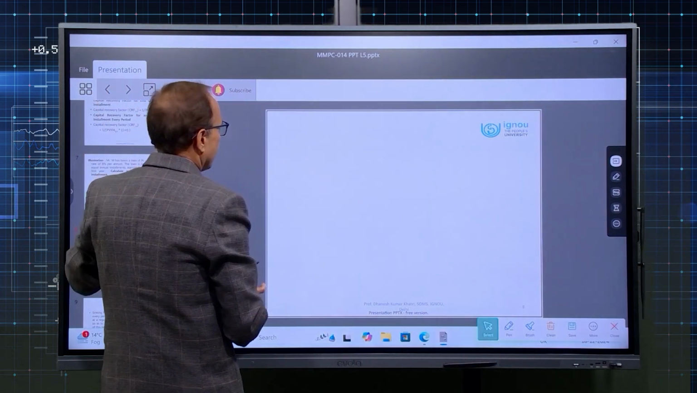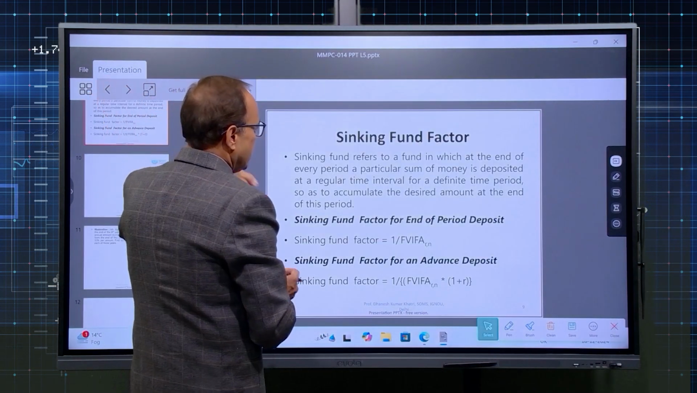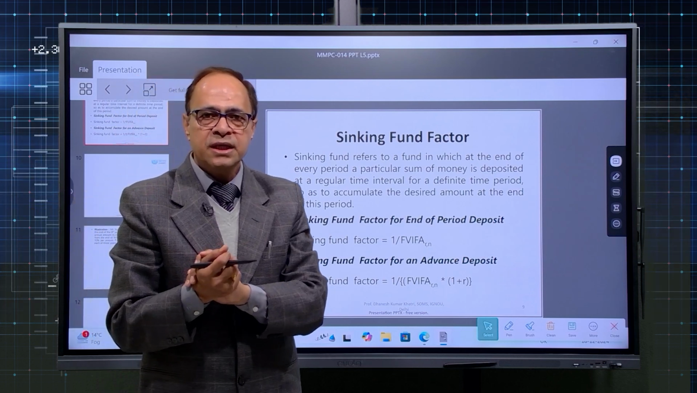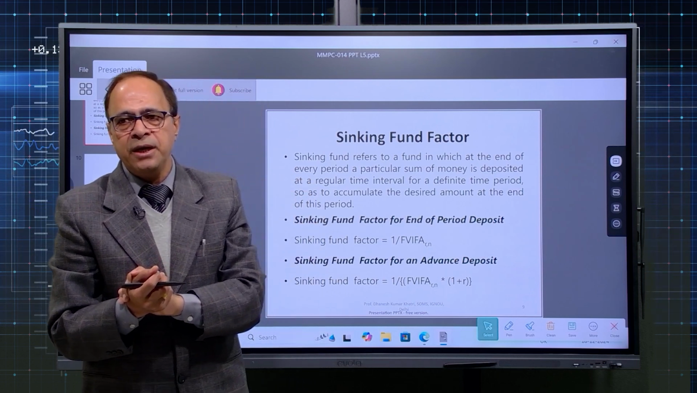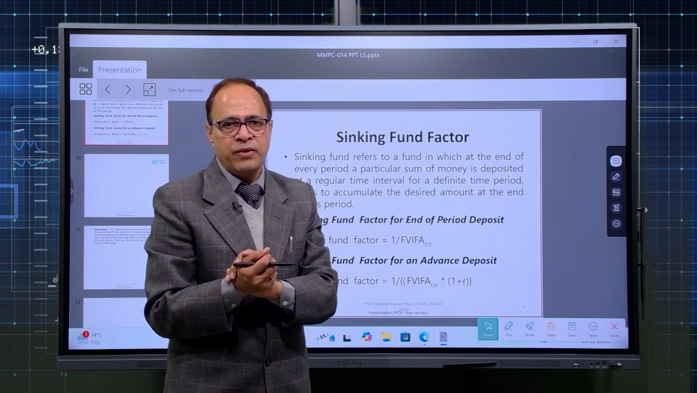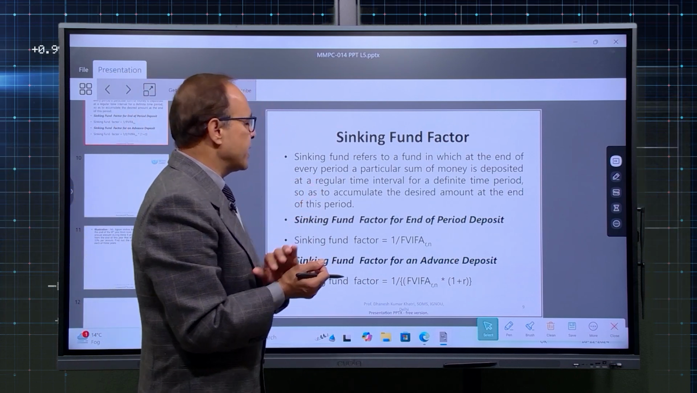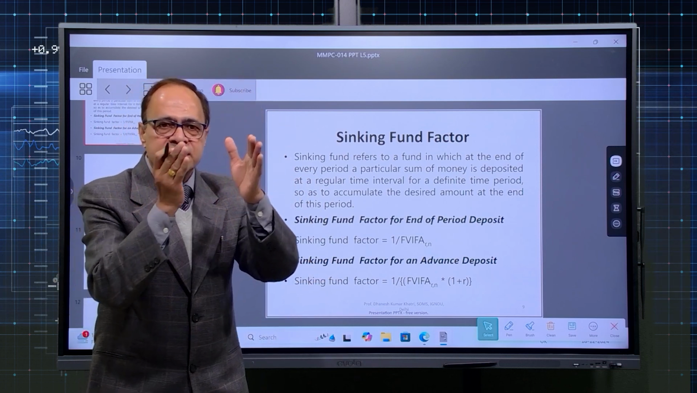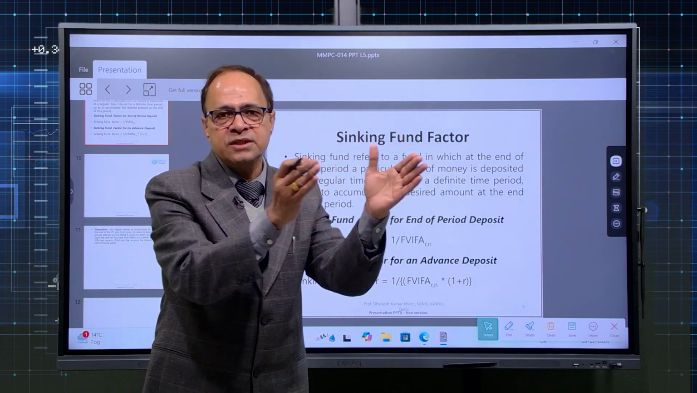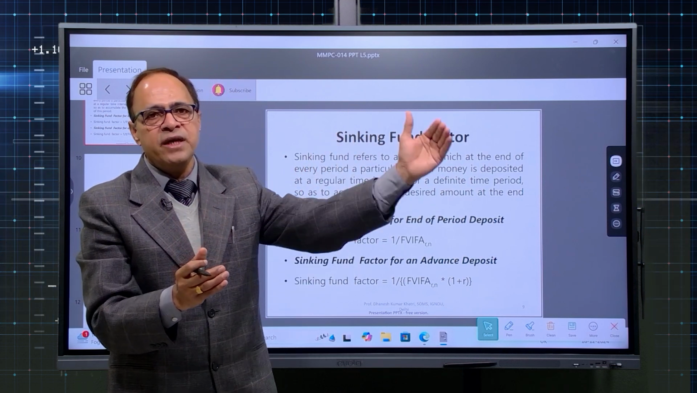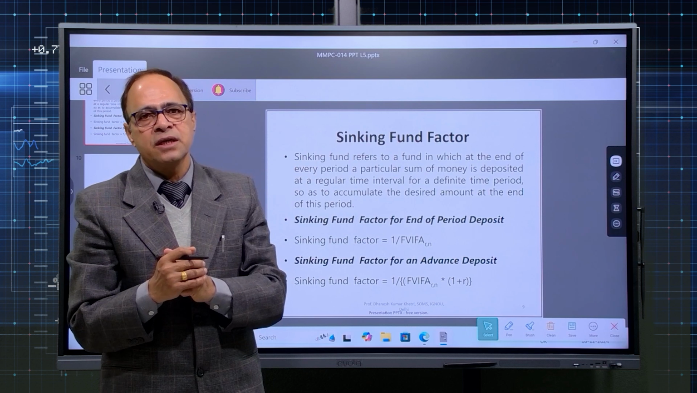Then the second application is sinking fund factor. In sinking fund factor, we will be making an application of future value of an annuity factor. Now, what is a sinking fund? Sinking fund refers to a fund in which at a successive interval a person is depositing a certain amount to accumulate a definite corpus at the end of the sinking fund duration.